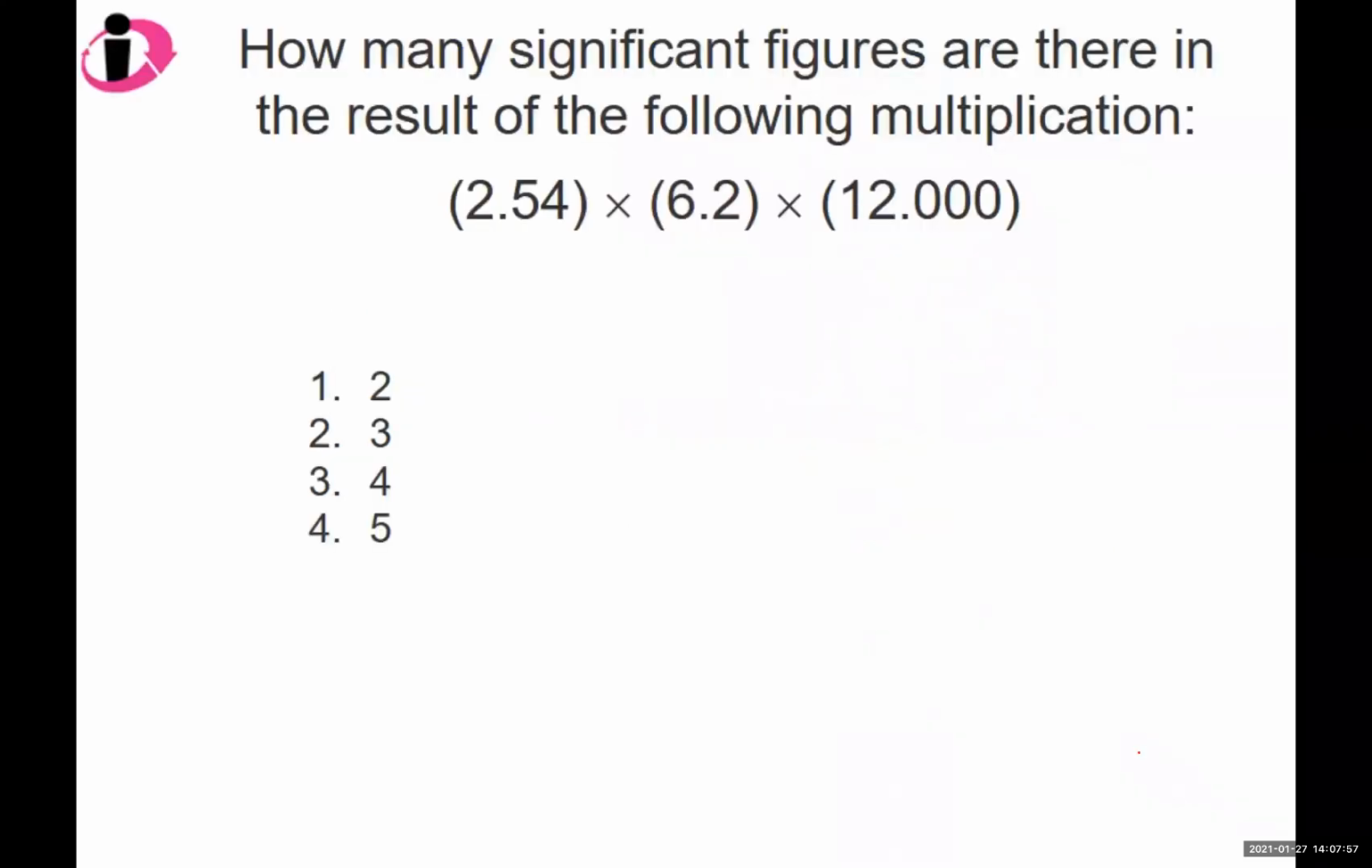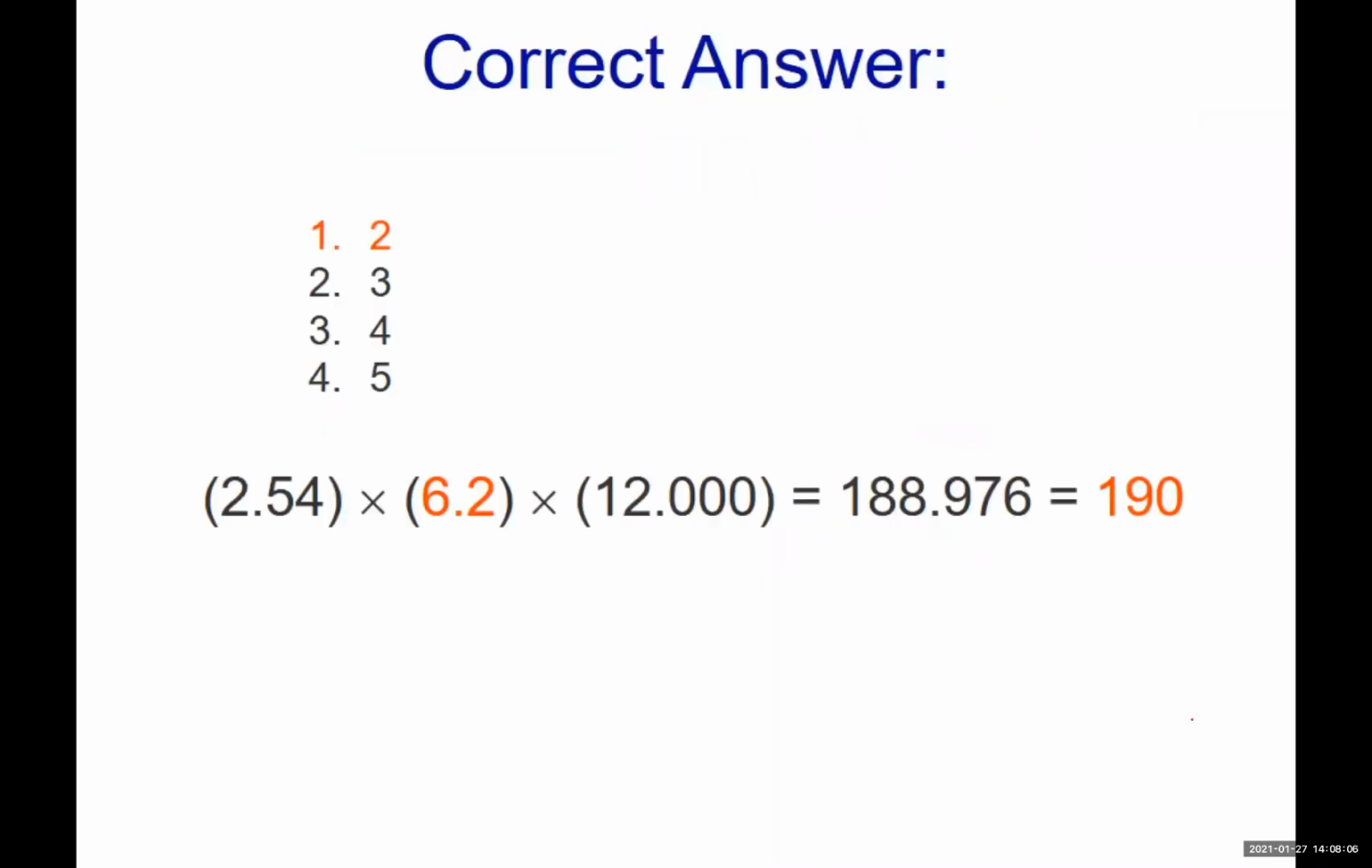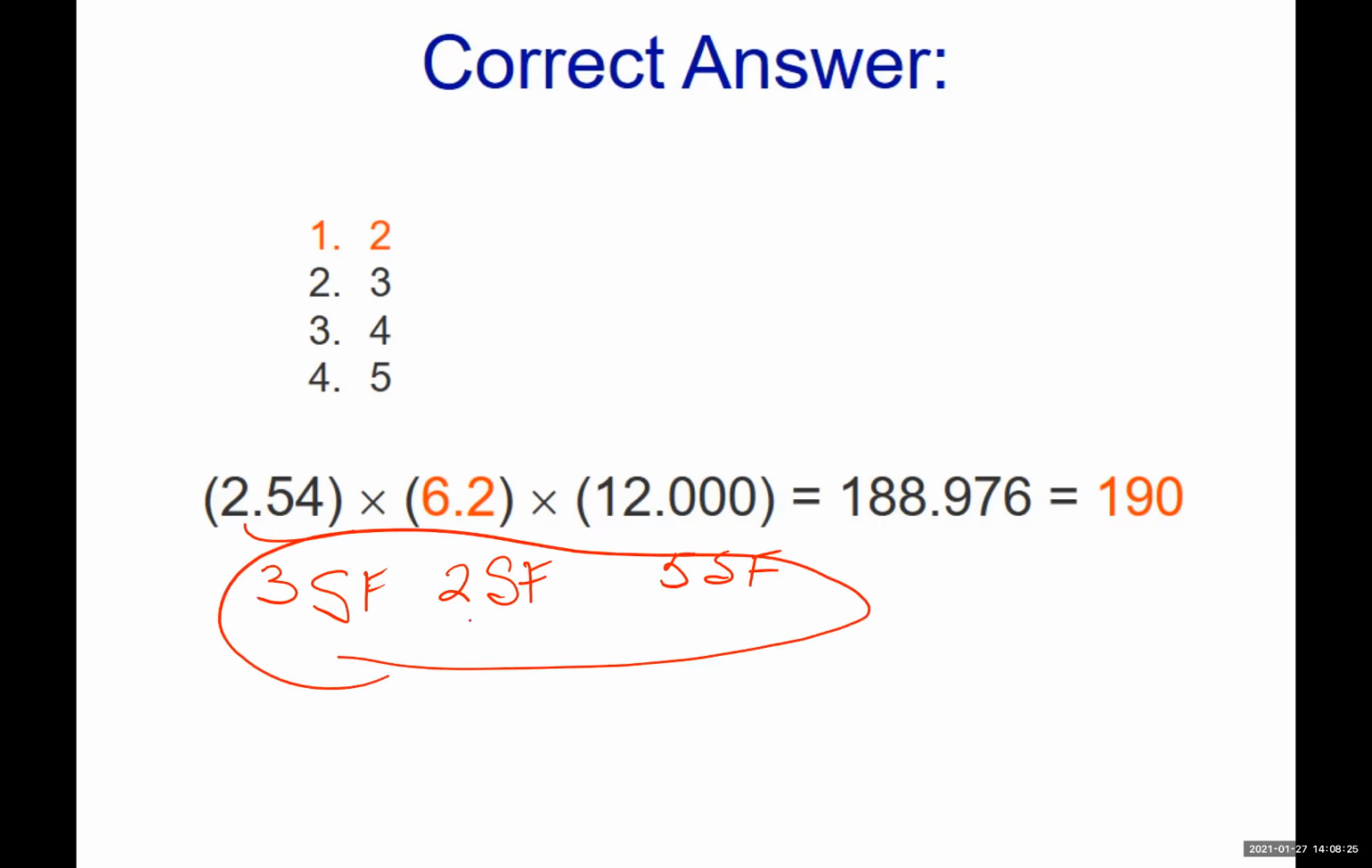All right. How about this one? Stop the video. Is this the right answer? How many sig figs here? 3. How many here? 2. How many here? 5. We are multiplying. What is the minimum between 3, 2, and 5? It is 2. I have to round this to 2 significant figures.